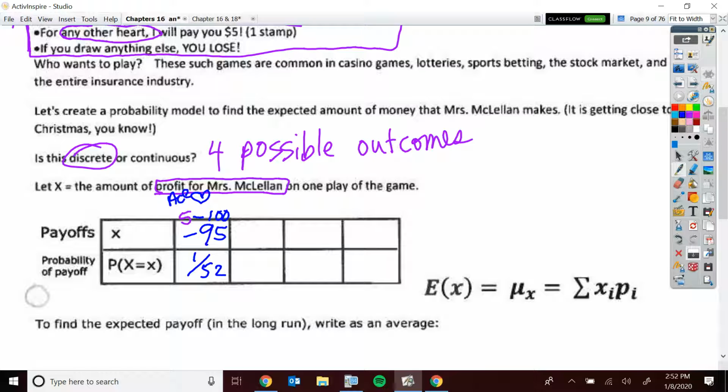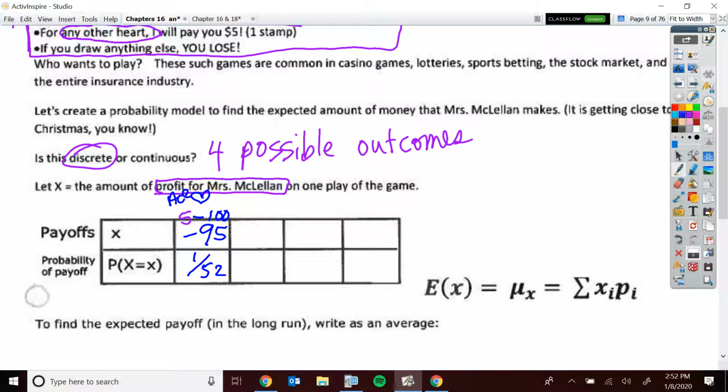The law of large numbers says that is so. As I play this year after year after year, many, many times, I will have had to lose my $95 1 out of every 52 times. A couple years ago I had 2 or 3 winners, ace of hearts, that day. But this year I've had none. It averages out in the long run to 1 out of 52 times.